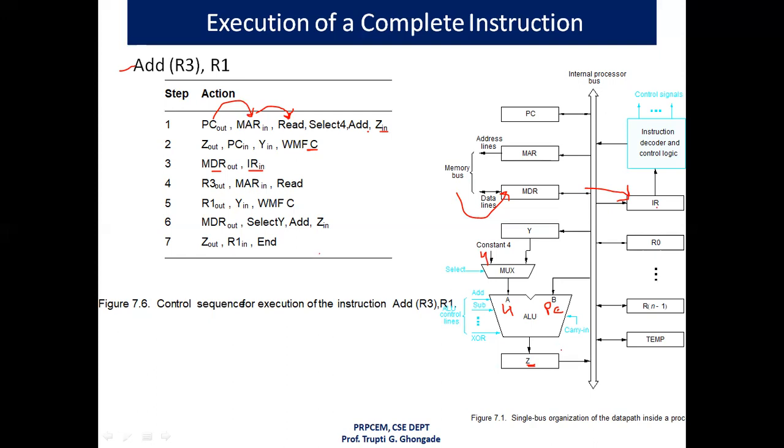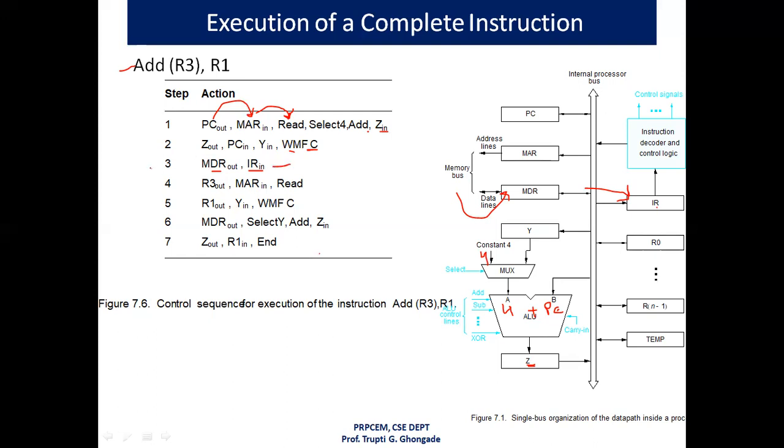Now why do we add this 4 to the program counter and store it in Z? Because let's consider we are using a 16-bit system. That means your memory is byte addressable, so your PC will be incremented by 4 every time. That's why we are updating our PC by 4. So once fetching is completed, your PC will be incremented by 4 and it will point to the next instruction. So here we have completed our reading.